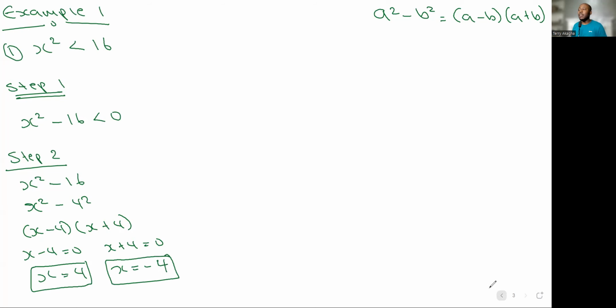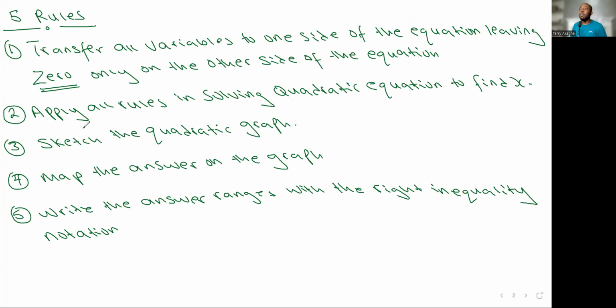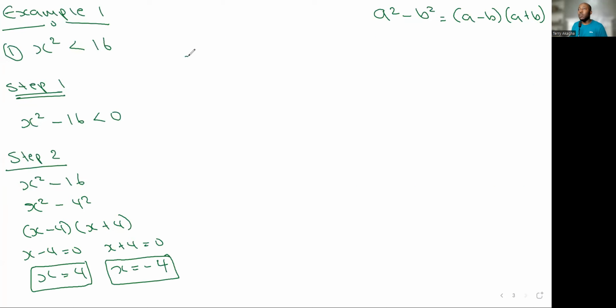Okay, now the next thing is that we then have to apply the rules. We've done that. Step 3, we need to sketch the quadratic graph. So I'm going to go straight into it. So I told you we were sketching x squared minus 16. All right, so the first thing you need to check, the a is greater than 0, so the graph will look like this. So please go back and look at the previous video.